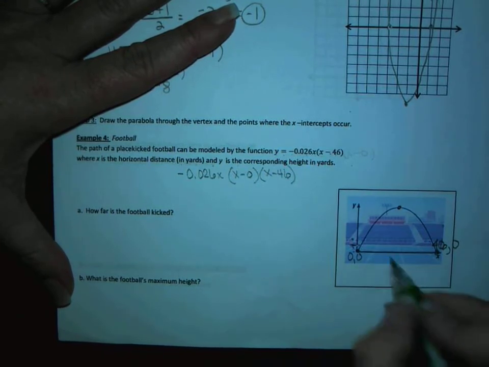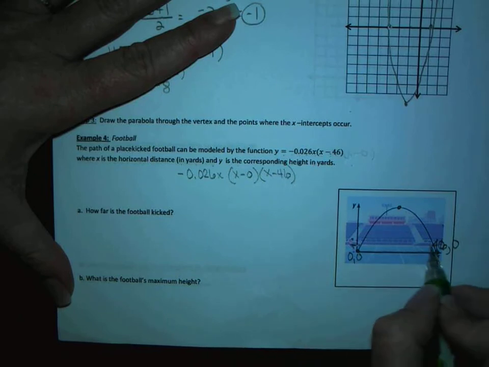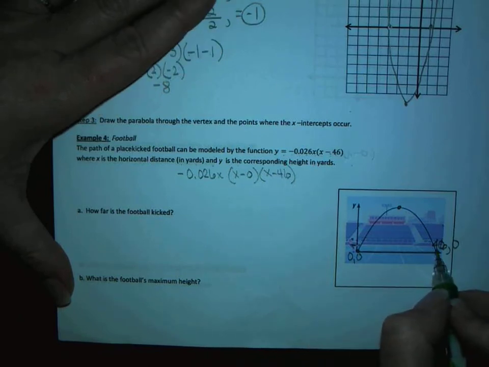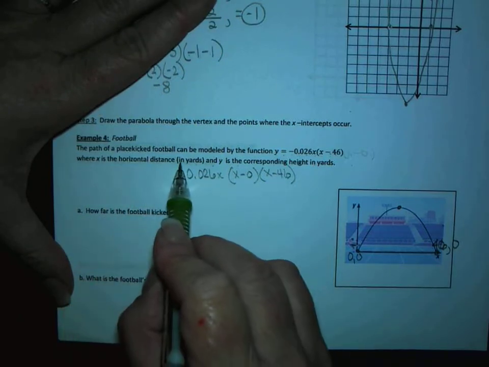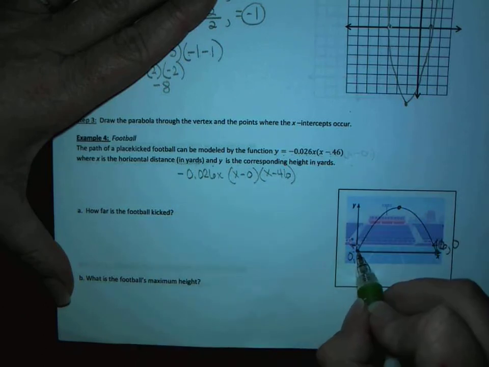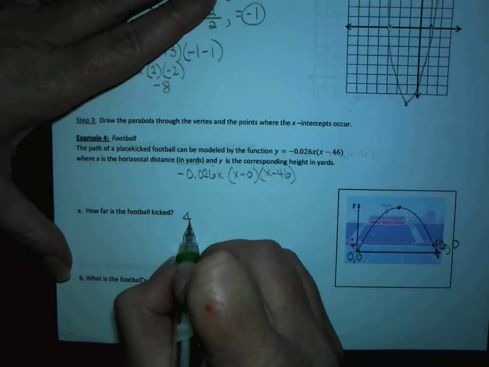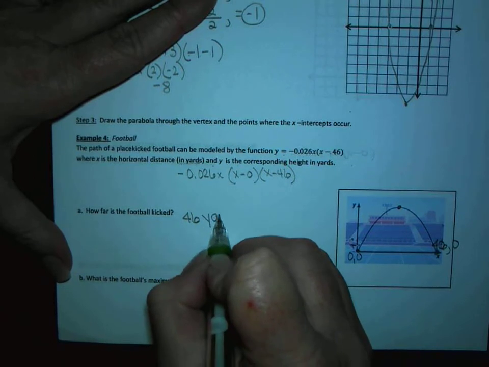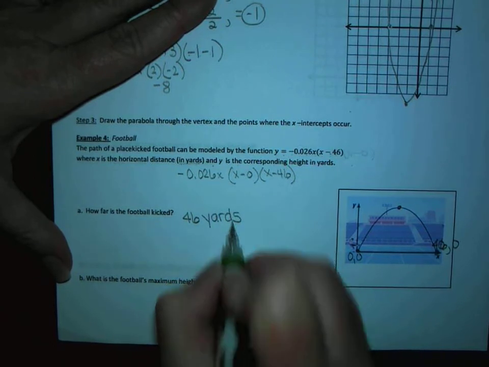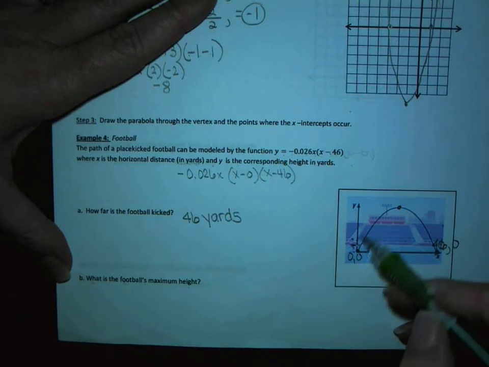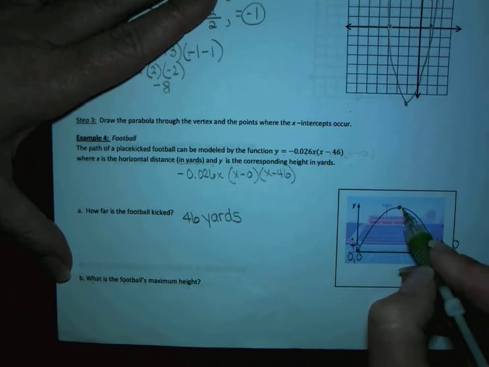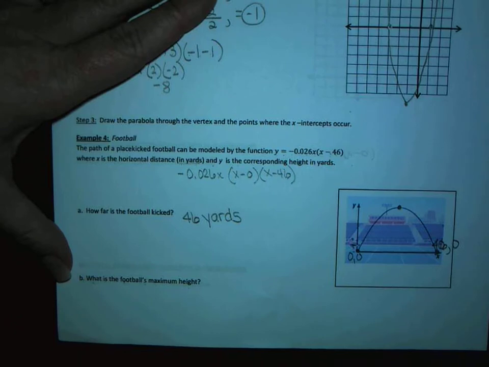So if you are going from 0 to 46, then you're going to assume it says x is the horizontal distance in yards. So if your person started here and he kicked the ball all the way over to here, how far did it go? Well, we're going to say he kicked it 46 yards. But then it asks you, what is the football's maximum height? Well, because it's a parabola that opens down, this is your maximum, but it's also your vertex. So what are you going to do? You're going to find your vertex.